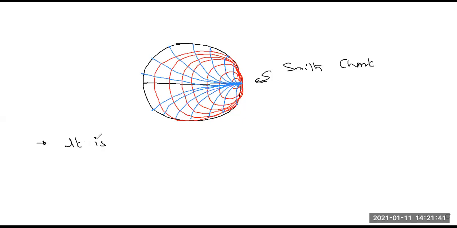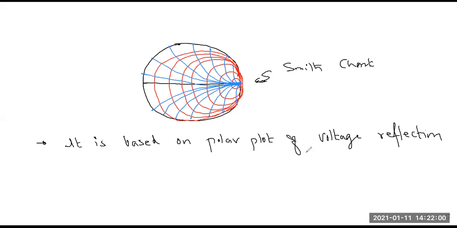It is based on a polar plot of voltage reflection coefficient, that is gamma, which we have already introduced in this course. So the Smith chart is based on a polar plot of voltage reflection coefficient.